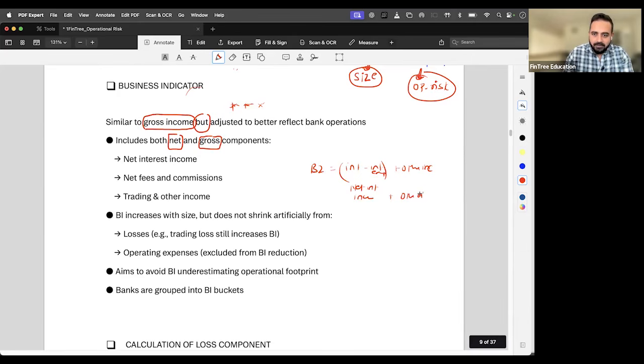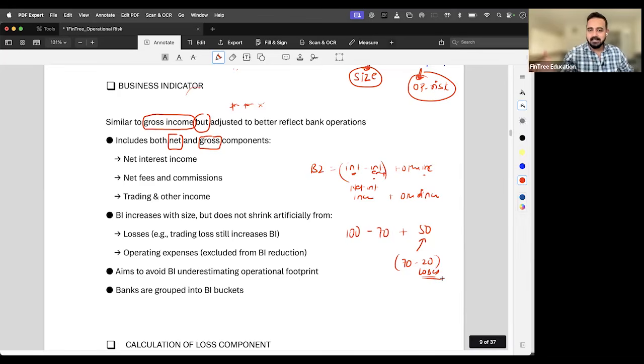Now imagine a situation where a bank has experienced a large value of operational losses. What the bank will do is reduce the losses here in the interest income or other income. So think of a scenario where gross interest income is 100, interest expense was 70, other income was 50. However, this other income of 50 was actually calculated as other income of 70 minus losses of 20. So what these losses were doing is reducing the BI component.